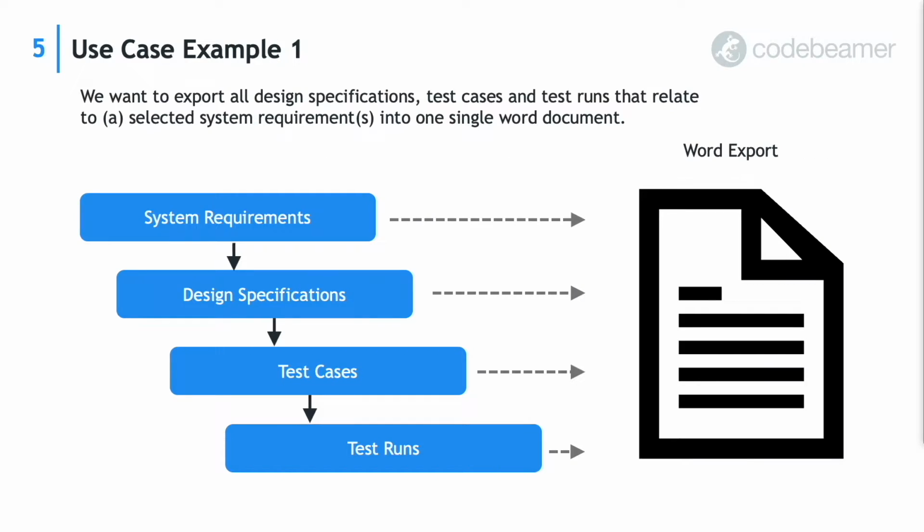And let me show you further examples, use cases explained in more detail. In use case 1, let's say we would like to export all design specifications, test cases and test runs that relate to a selected system requirement or multiple system requirements into one single Word document. As you can see in this setup, test runs are not directly linked to system requirements, but leveraging the traceability chain across the various artifacts and using an advanced word export template, we can easily export all content levels into the same document.